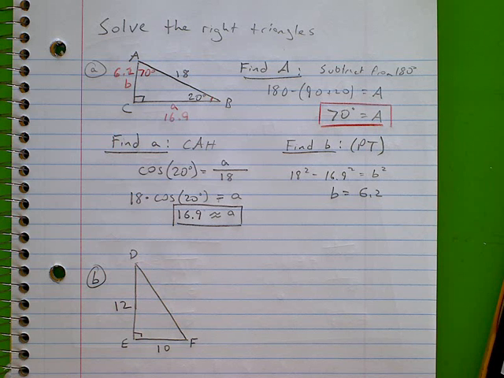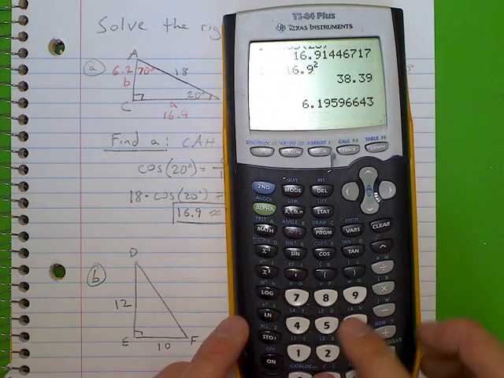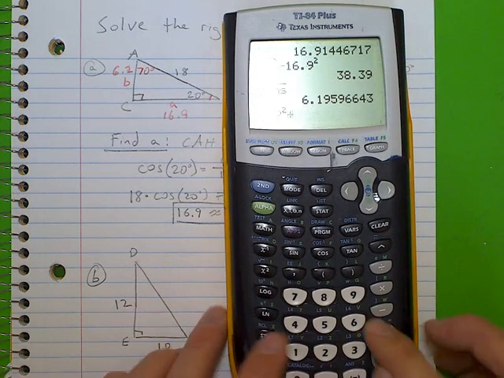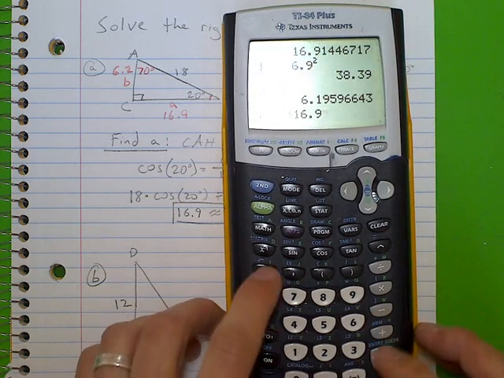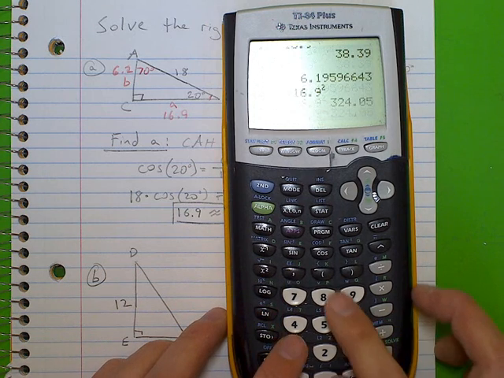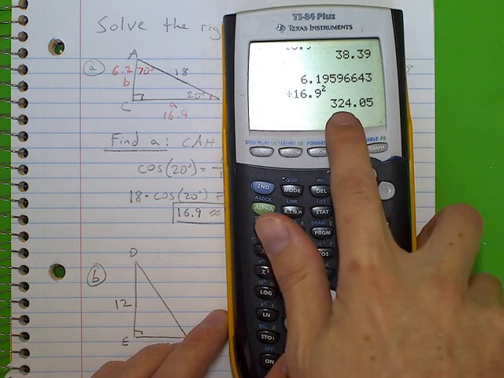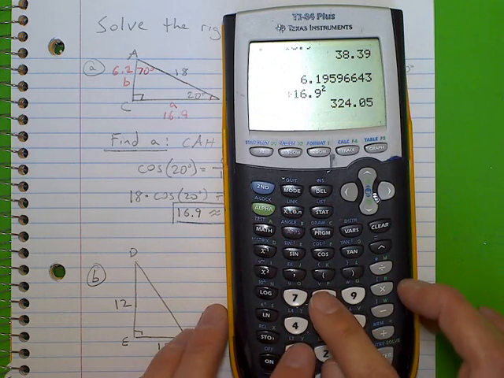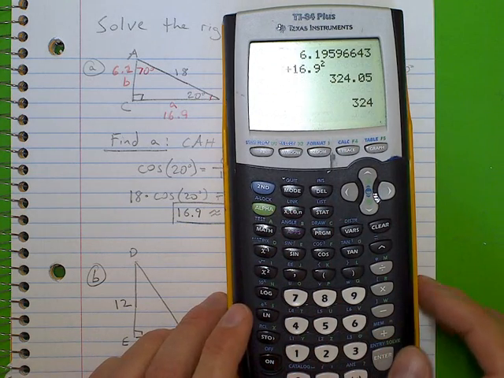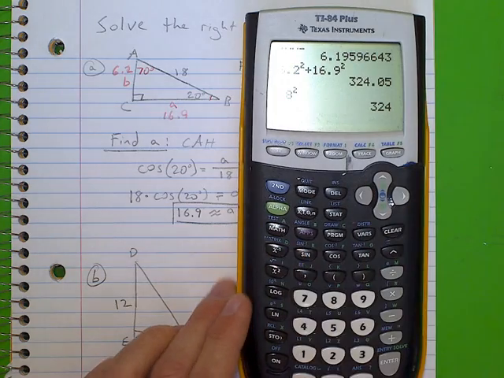Could that really be a triangle? Yes, it could. If you really, really want to make sure your answer is right, of course, you could check the Pythagorean theorem. Does a squared plus b squared equal c squared? Probably. So does 6.2 squared plus 16.9 squared equal 18 squared? That's 324.05. 18 squared is 324. So basically, yeah, with a little bit of rounding involved.